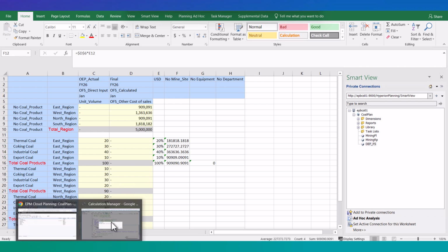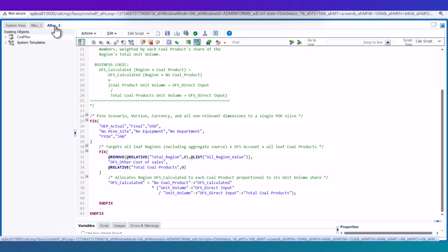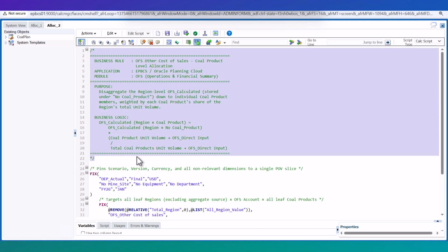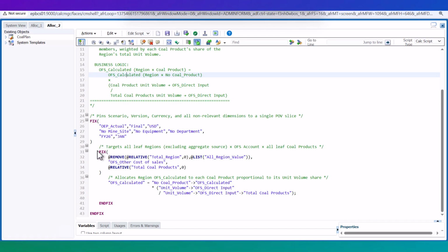So let me take you through that allocation as well. So here you can observe that I have two allocation business rules. So we could have written it in the same business rule. So in order to keep it tidy and more user friendly, so developers can go through the respective allocation logic and troubleshoot it more easily. And this also follows the same syntax. So first is the business rule, why it has been written, what is the business logic and business requirement, followed by the core logic.